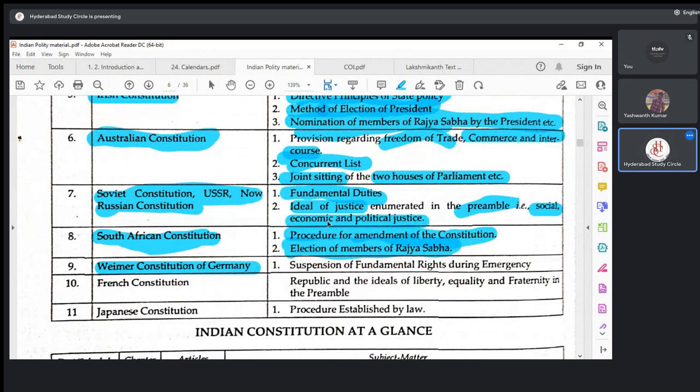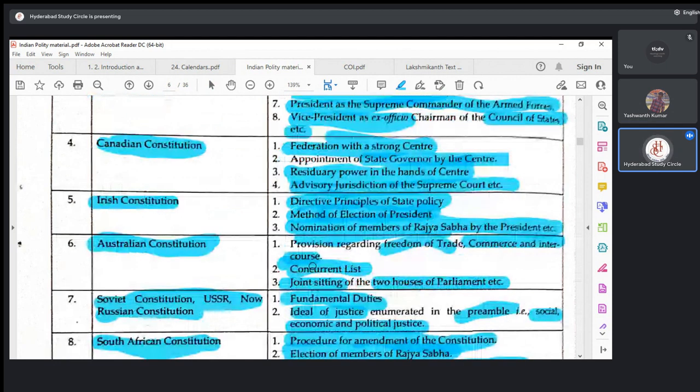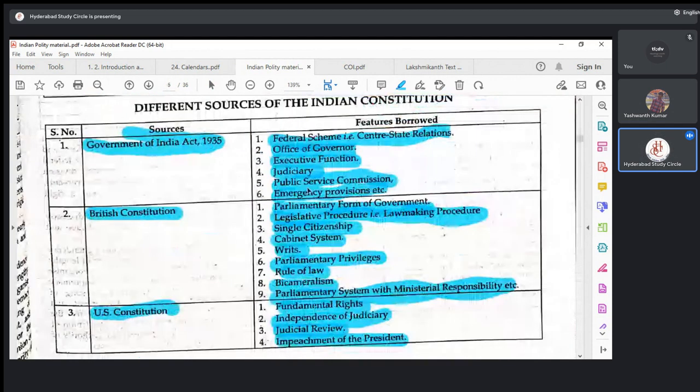Suspension of fundamental rights during emergency. Suspension of fundamental rights has been taken from the Weimar Constitution, and from the Government of India, emergency provisions article number 352, 356 and 360. There are three types of emergencies: one is just emergency, state emergency and financial emergency. Sir, article number 352.